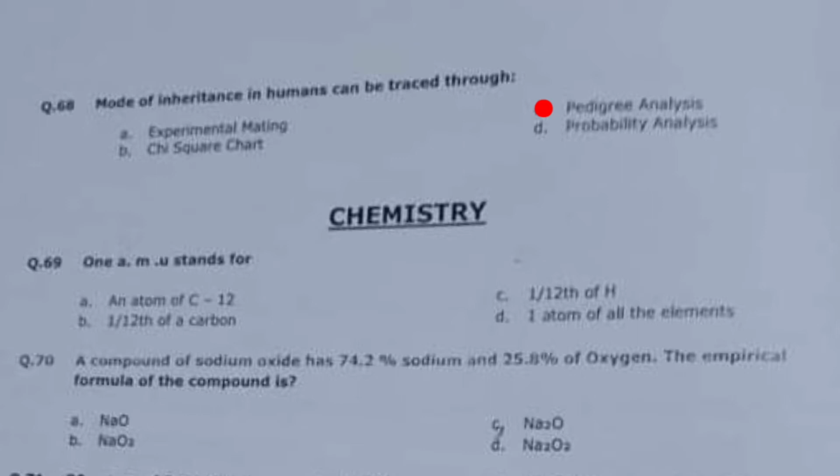Next, chemistry portion. Question 69. 1 atomic mass unit stands for 1/12 of a carbon. Option B. Question 70. A compound of sodium oxide has 74.2% sodium and 25.8% of oxygen. The empirical formula of the compound is? Option C.